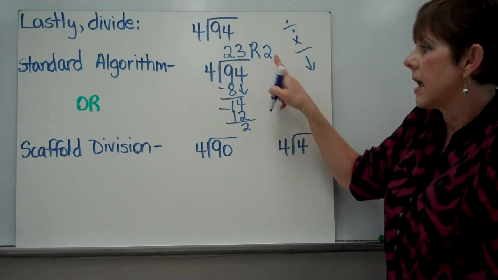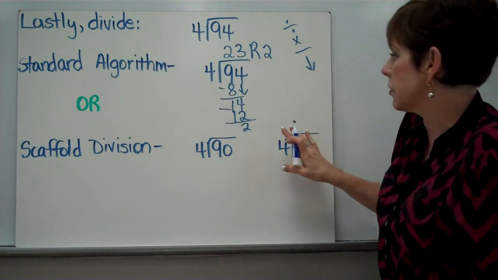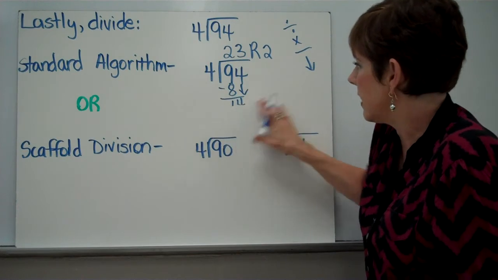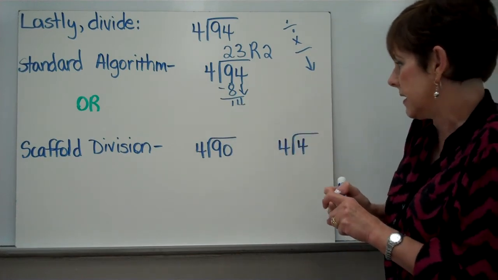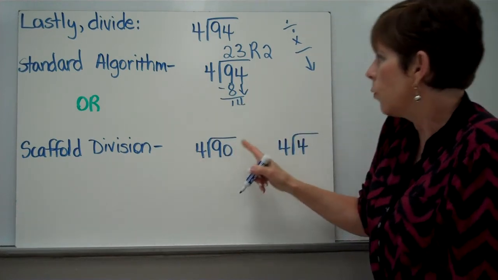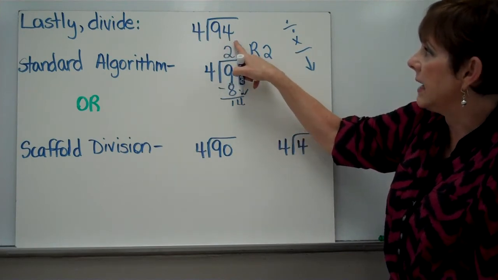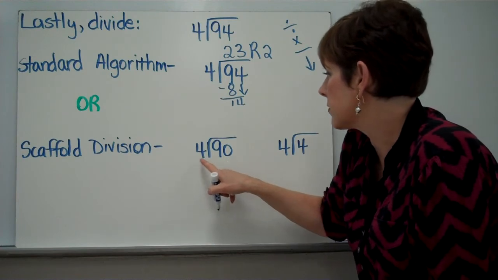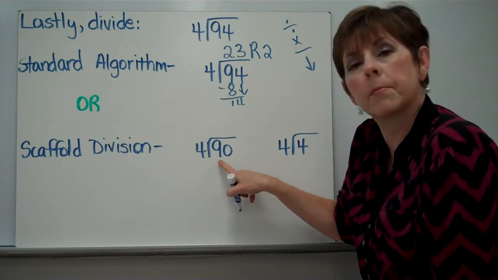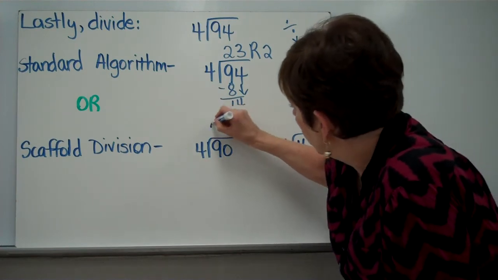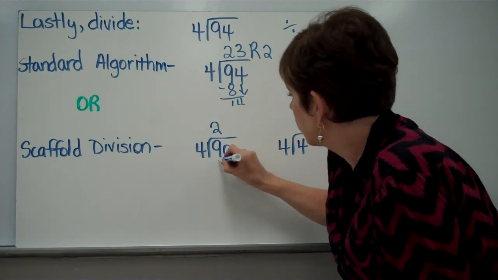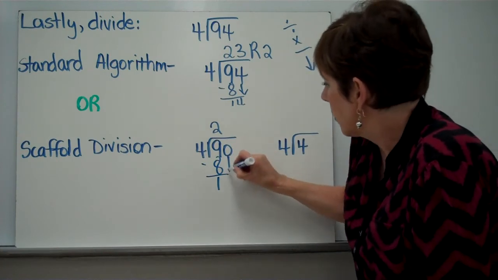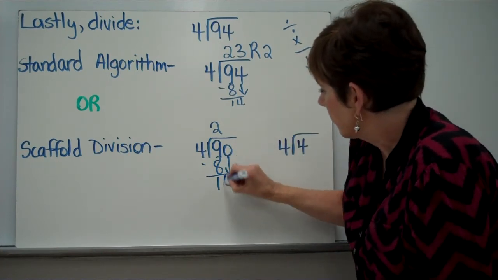All right. Now let's try the scaffold division part, and just so we can see, I'm going to get rid of that so that we can see it better. All right. We broke this down into 90 and 4. Let's do this part first. How many times can 4 be divided into 9? Well, 2 times. 2 times 4 is 8. Subtract, 1. Bring down.